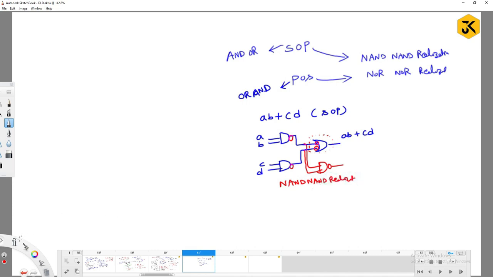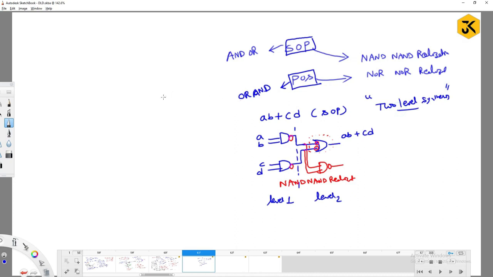If you observe here, how many levels are there? These first two AND gates are at level 1 and the output gate is at level 2. This is what we call two-level synthesis, meaning that the circuit you are constructing has two levels. When you follow the sum of products approach or product of sums approach, you will get two-level synthesis.